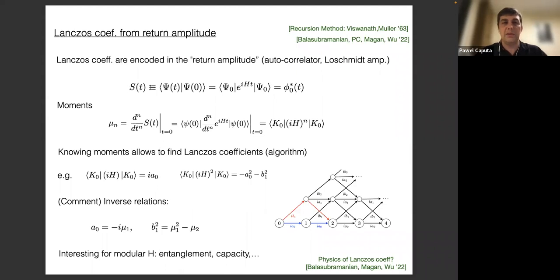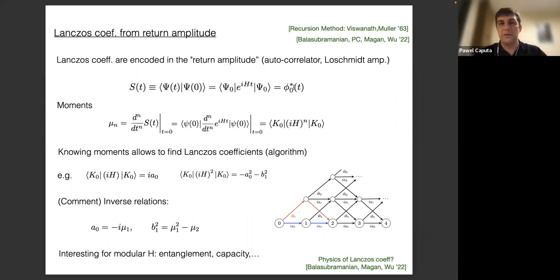This return amplitude is defined as taking the state at t equal to 0, so this is our psi0, and projecting the state psi of t on the initial state. This is how I'll define it in most of the talk. I will also mention a slightly different convention that uses a star of this instead of what I'm writing here. And this is just an expectation value of e to the iHt in this initial vector psi0.